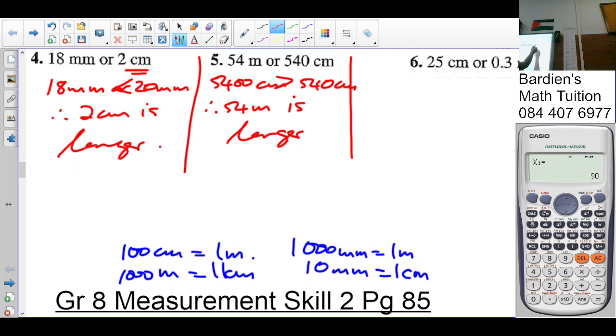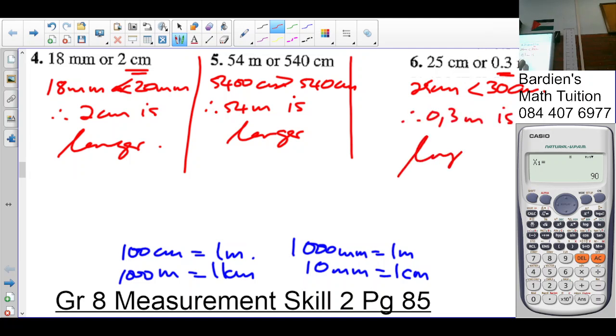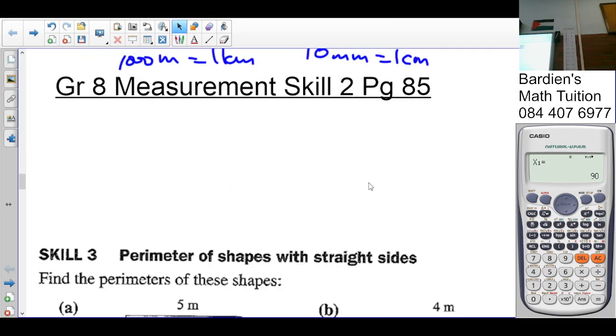Again, which one is larger here? That is going to give you 30 centimeters. No? And you've got 25 centimeters there. Of course, that is greater. Therefore, 0,3 meters is larger. Any confusion here? No. Carry on with our lives.